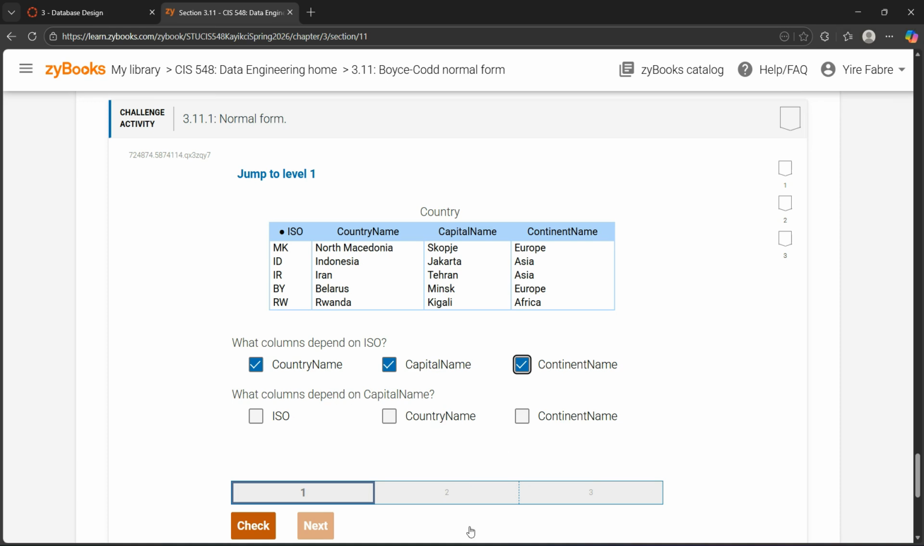What columns depend on the capital name? Each capital city is unique to a country in these areas. So from the capital name, you can determine the country name, its ISO code, and its continent name. So the correct answer here will be the ISO, the country name, and the continent name. Let's check. All the boxes are checked. We got it right.